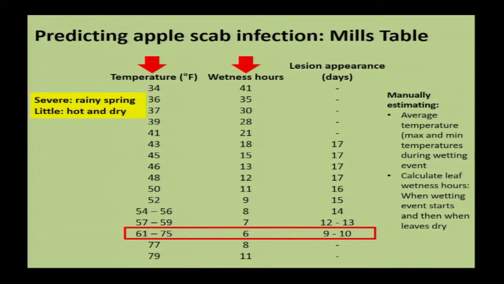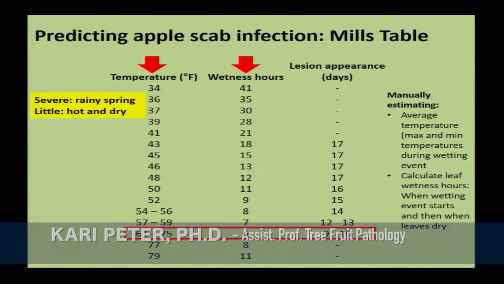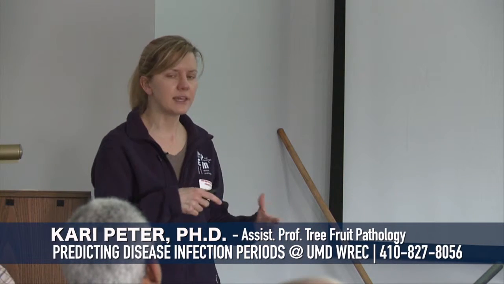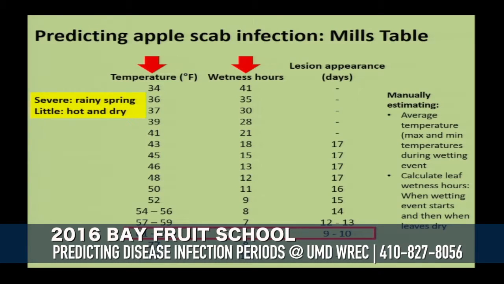For anyone who doesn't have a weather station at their home or in their orchard, they can easily calculate this manually by keeping track of the max and min temperature, and when you have a wetting event, going outside and keeping track of when the wetting event starts, but most importantly when it ends, or when those leaves dry. It's severe when we have a rainy spring. If it is hot and dry during the spring, the severity is significantly less. In Biglerville last year, we had a pretty dry May, and apple scab was an issue here and there, but it wasn't like what we've seen in years past. So we dodged a bullet last year.